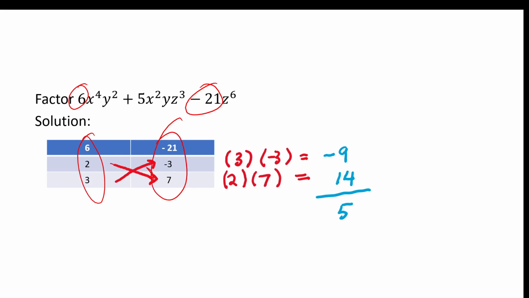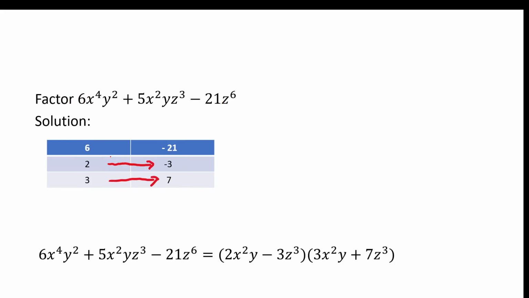When I crisscross, 2 times 7 is 14. And when I crisscross here, 3 times negative 3 is negative 9. When I add them, I get a positive 5, which is what I wanted. So now I can just directly read across in my next slide. I've got 2 as my first coefficient, negative 3 as my second coefficient, and I remember to begin each bracket with an x squared y term and end each bracket with a z cubed term. And then my second bracket will begin with a coefficient of 3 and end with a coefficient of 7, beginning each bracket with an x squared y term and ending each bracket with a z cubed term.